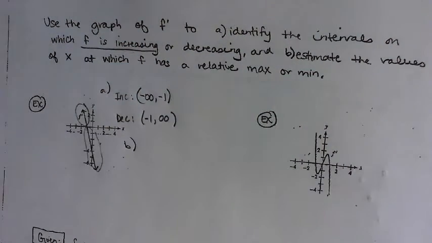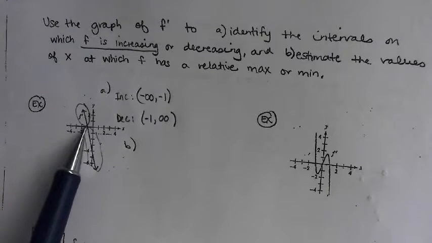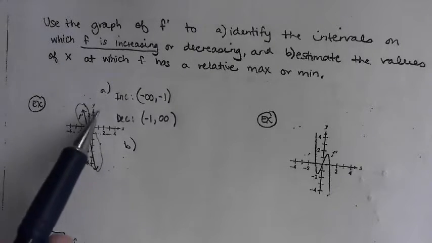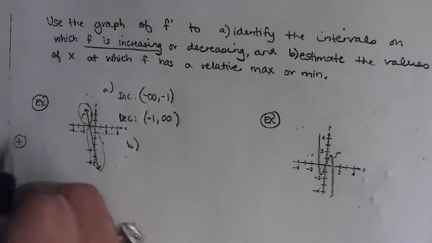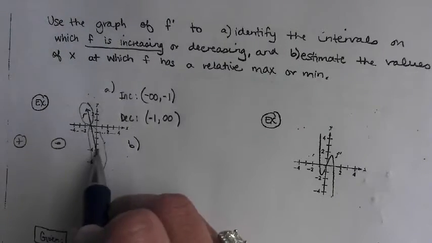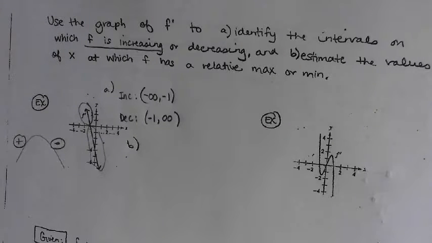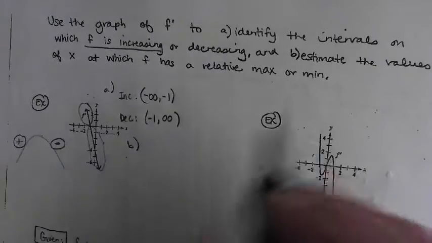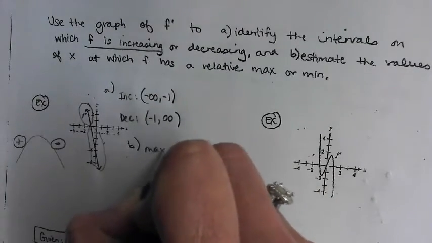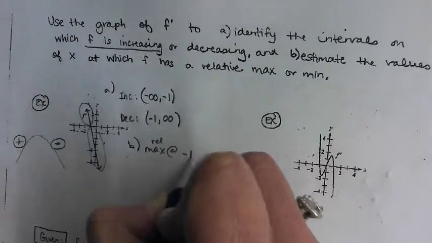Part B, estimate the values of x at which f has a relative max or min. So would that be a relative max or min? If it was a positive slope into a negative slope. Max. Did you say min, Josh? Yeah, but I don't know why I said it, because I know it looked like it upside down forever. Okay, so that's a max. So relative max at negative 1.